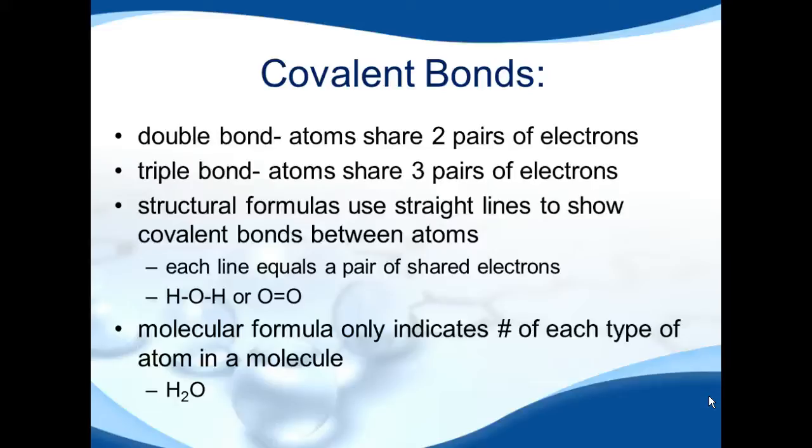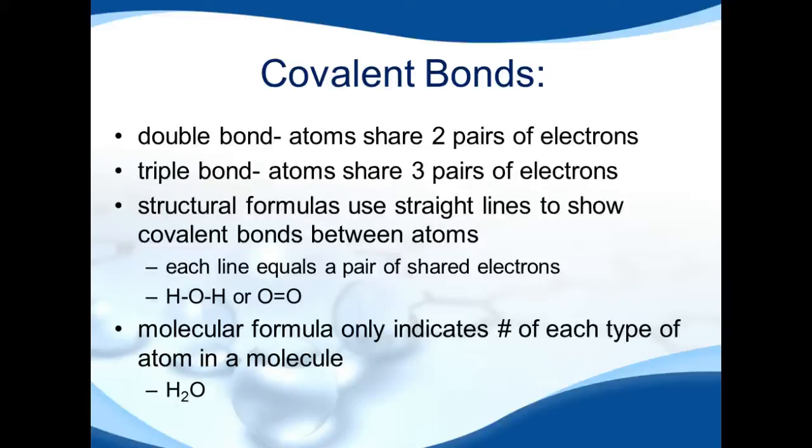A structural formula looks like what you see here. It uses straight lines in order to show covalent bonds between different atoms. So each line that you see in a structural formula here equals a pair of shared electrons. So here there is 1 pair of shared electrons. Here's a pair of shared electrons. Here there are 2 pairs of shared electrons, or those 4 electrons that we saw shared between the 2 oxygen atoms. The other type of formula is the molecular formula. The molecular formula only tells us what numbers there are of each type of atom in a molecule. So for example, H2O is a molecular formula.